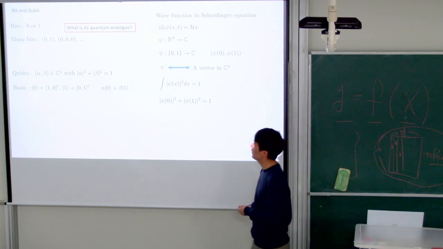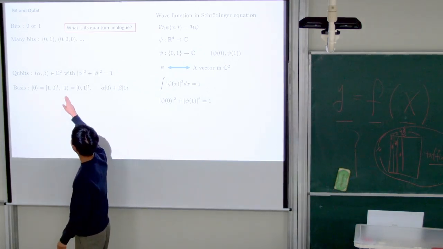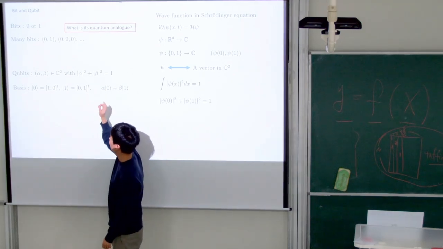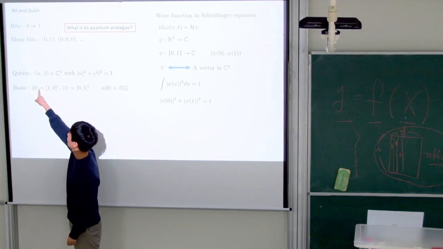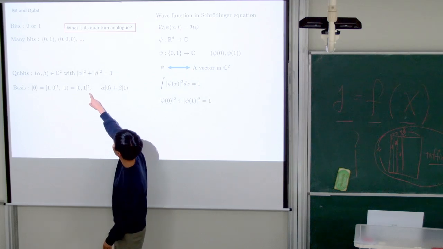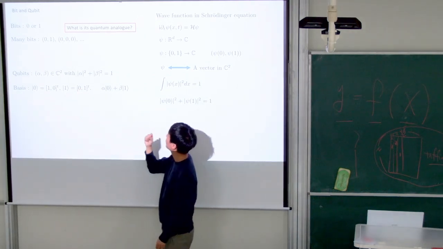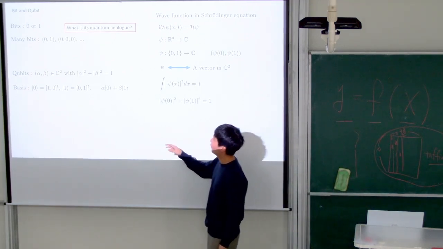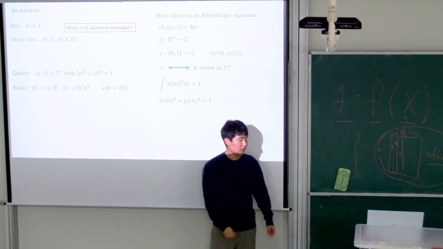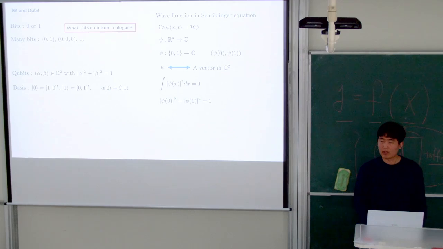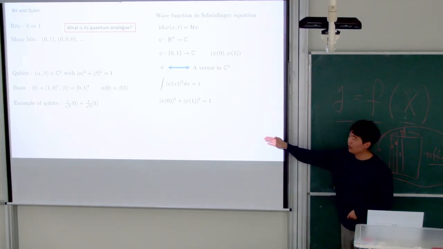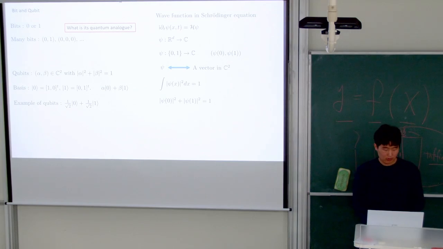Here is a very important notation. Since it is a two-dimensional vector, it has a basis, this and this. We write (1,0) by this notation, and we write (0,1) by this. This is just a notation, but very important. So basically, all qubits can be written as this linear combination, and alpha and beta could be complex. For example, a qubit can be like this. You can see that the squares of the coefficients sum up to 1.